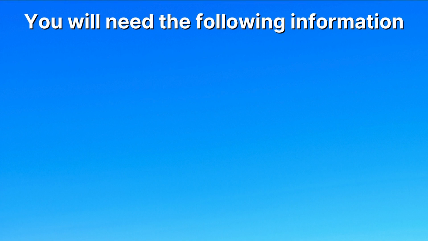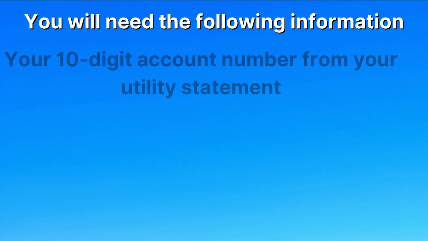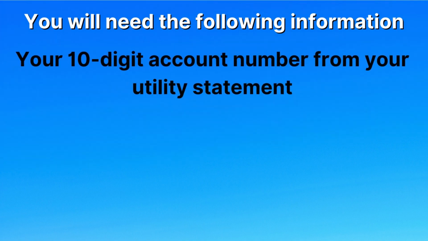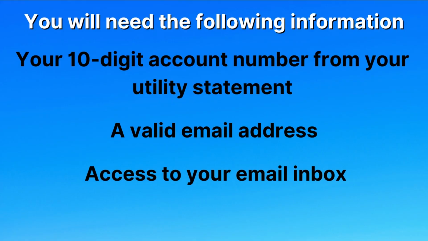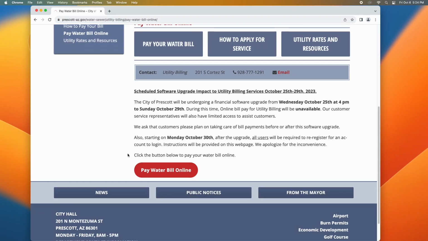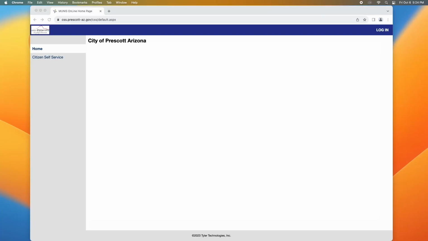You will need the following information to get started: your 10-digit account number from your City of Prescott utility statement, a valid email address, and access to your email inbox. When you are ready to begin, click on the red Pay Water Bill Online button. It will direct you to the Citizen Self-Service website. From there, click Log In.